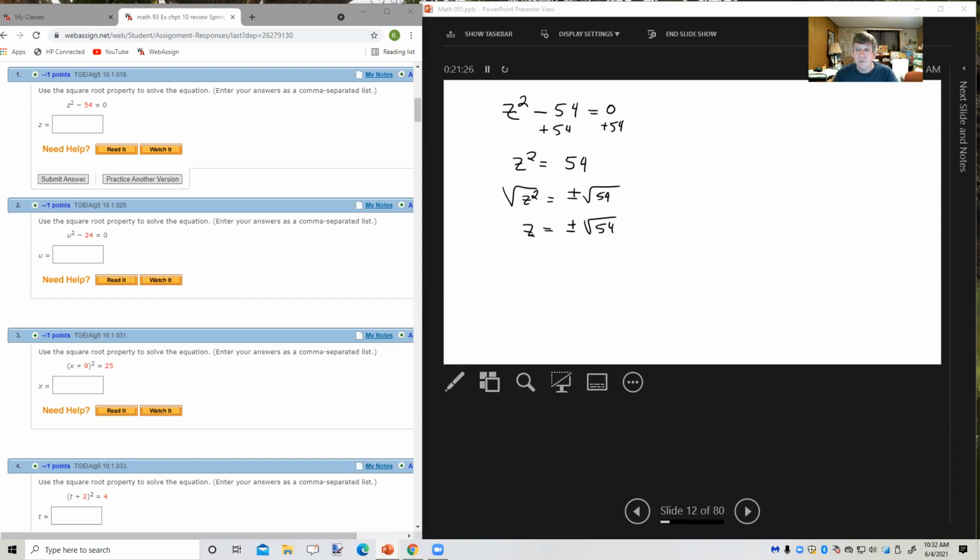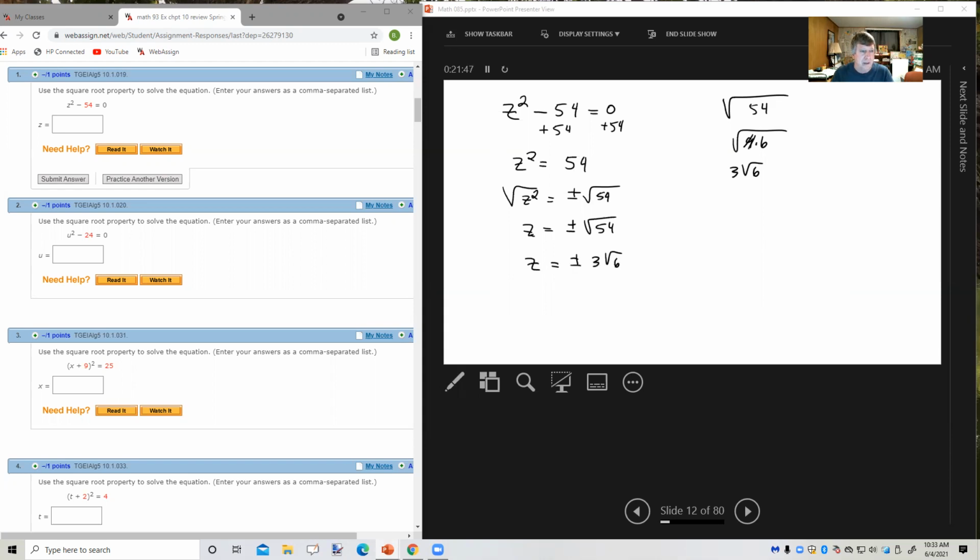Now, if we can simplify this, we should, and we can, so we will. Let's see, the square root of 54. Well, 54 is 9 times 6. The reason I chose that is because 9 is a perfect square. The square root of 9 is 3 on the outside, so I get z equals plus or minus 3 square roots of 6.